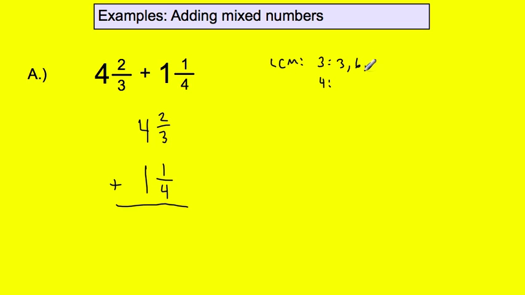That's 3, 6, 9, 12, and I'm pretty sure it's going to be 12. So let's just prove it. 4, 8, and 12. There we go. So now this mixed number and this mixed number are going to be equal to something with a denominator of 12. Just make sure that the whole numbers come with it. Okay, so I'm not just going to write the fraction over here. I write the fraction with the whole number just to make sure it stays.